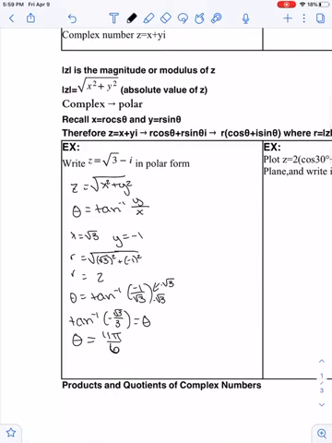And then we just have to put it into the polar form. So z equals r, which is 2, times cosine theta, which is 11 pi over 6, plus i sine theta, which is 11 pi over 6. And then that's it.